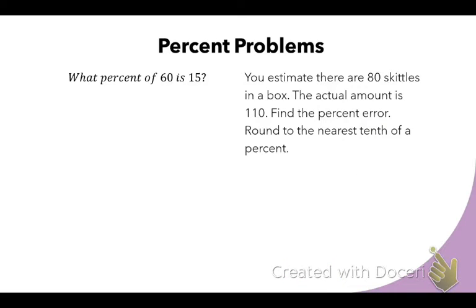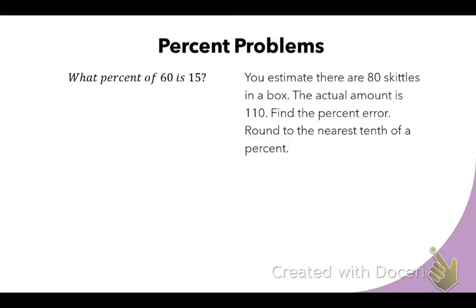Okay, next problem. Percent problems. You can use either method to solve the percent problem. You could use the proportion. Let's say the proportion together: A over W equals P over 100. Or you could use the percent equation: A equals P times W. Either one will get you the correct answer.